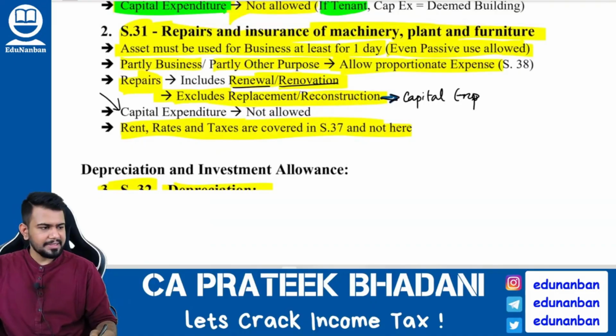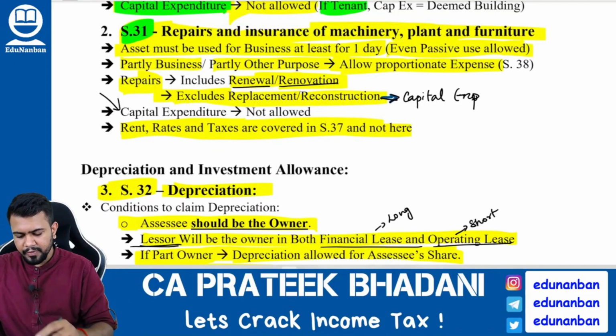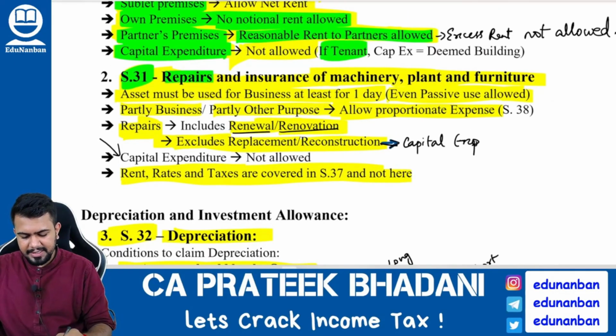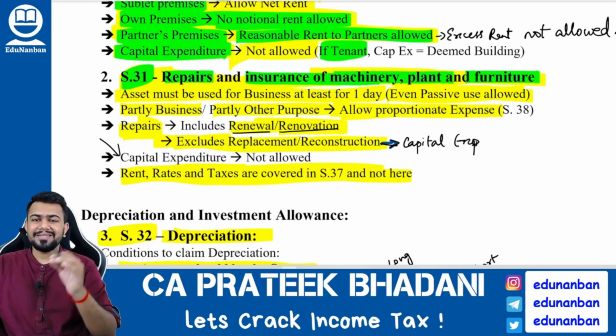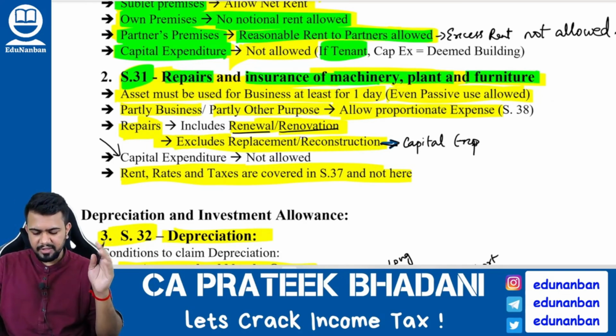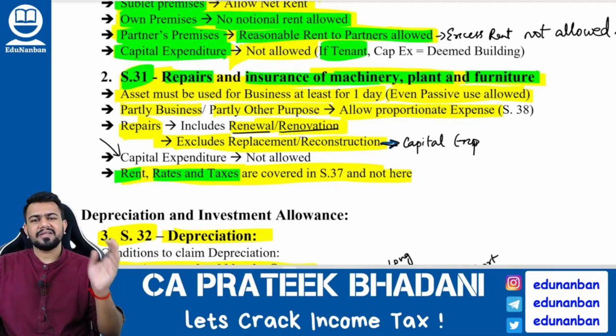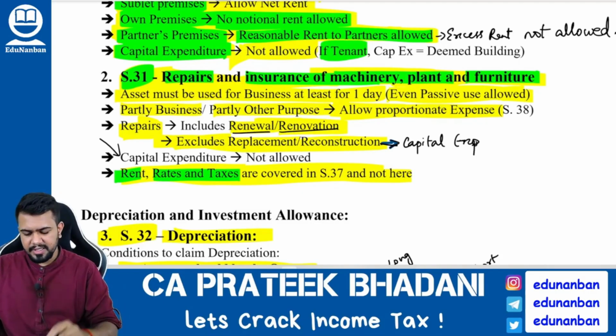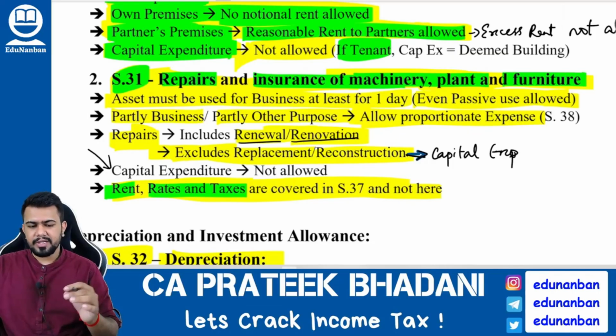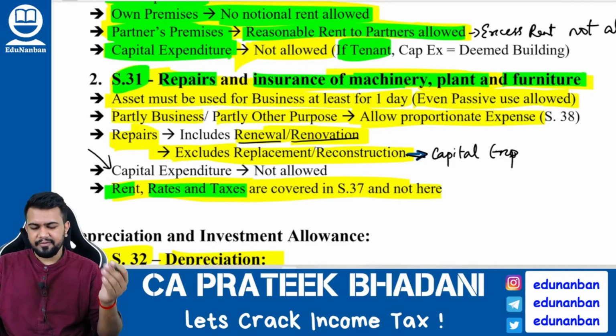Next, let us see section number 31. Section 31 speaks about repairs and insurance of plant and machinery and furniture. Sir, what about rent and rates and taxes? They are covered in section number 37. They are not covered here. Okay, so repairs and insurance of machinery, plant and furniture.